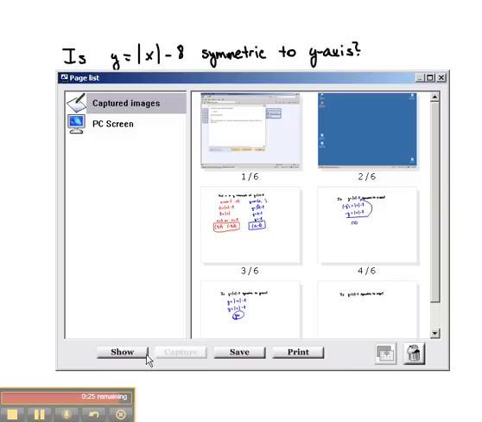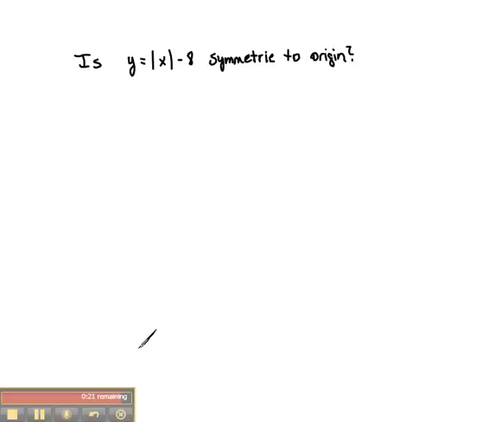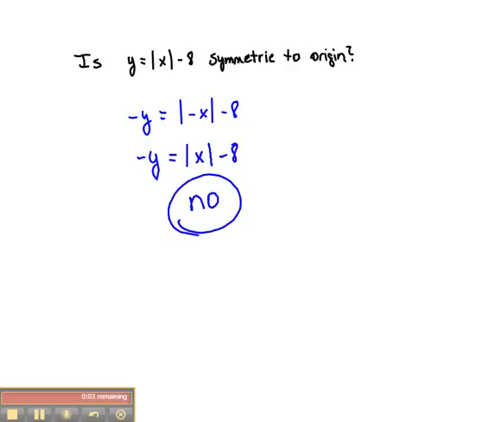Oh, whoops. Sorry about that. Now we're going to do some origin symmetry. For origin symmetry, we replace both the x and the y and see if we have the same equation. Well, negative y is just negative y, but the absolute value of negative x is the same, so this is not the same as the original.